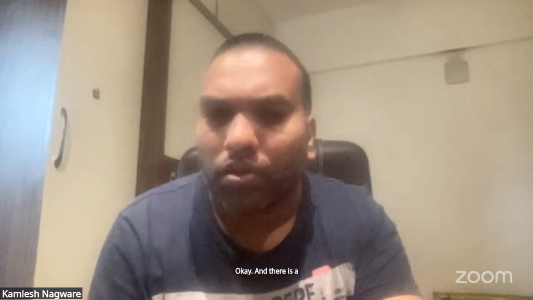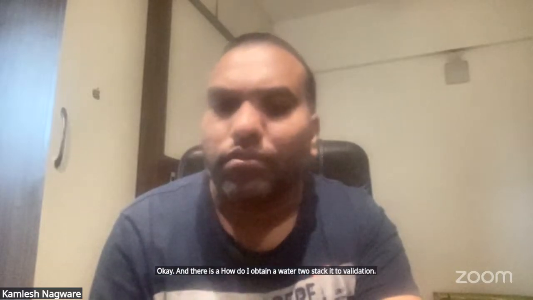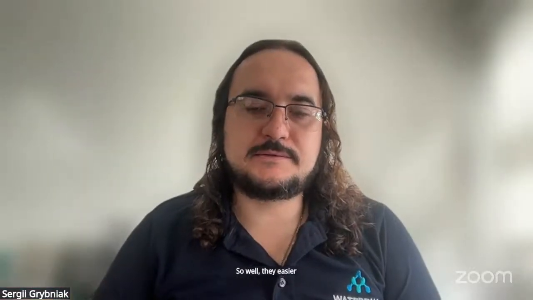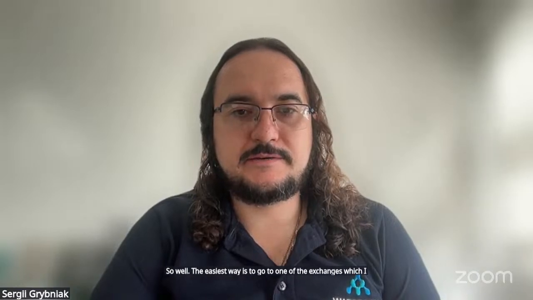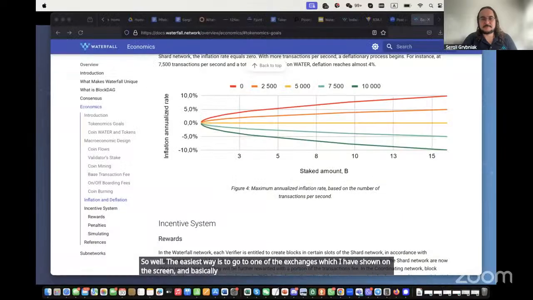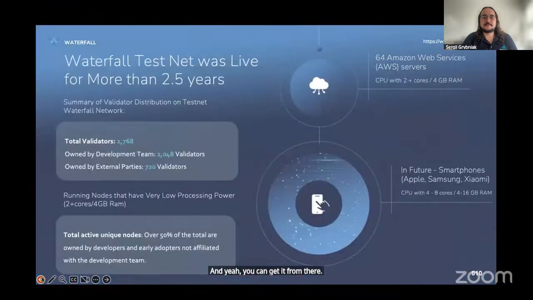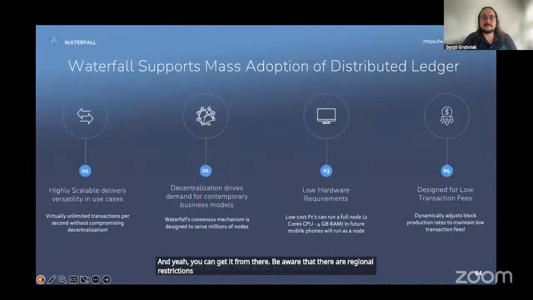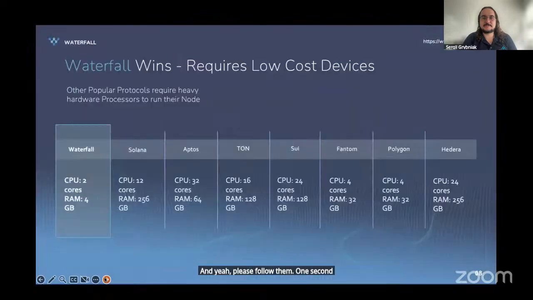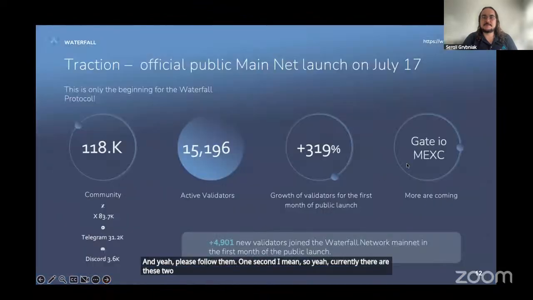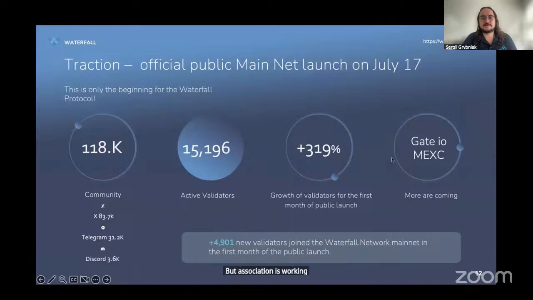And there is a question: how do I obtain WATER to stake for validation? Well, the easiest way is to go to one of the exchanges which I have shown on the screen, and you can get it from there. Be aware that there are regional restrictions, and please follow them. Currently there are these two exchanges, but the association is working on increasing the number of them. Thank you for this question.